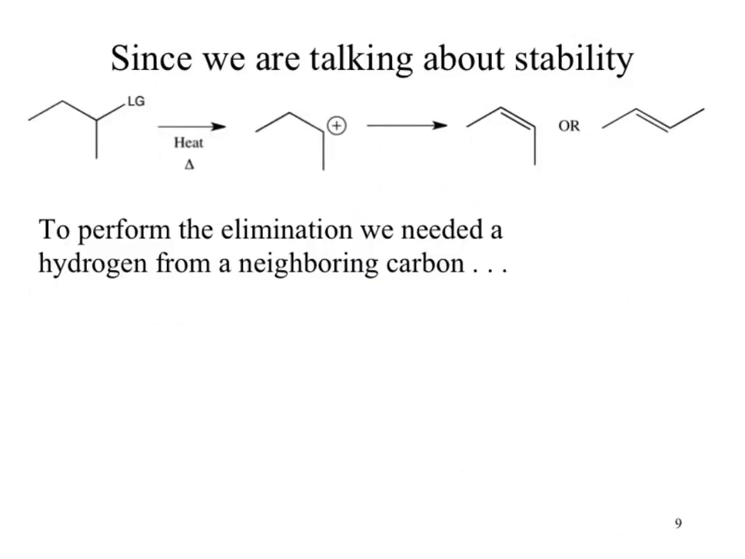Since we're talking about stability, because we said the trans was favored over the cis, if we take a look at this reaction, I tell you, E1 reaction. To perform this elimination, we need to remove that hydrogen from a neighboring carbon. In this case, I removed a hydrogen from over here. There were two possible ways that I could have done that, where I ended up with the cis product or the trans product. Everybody agree with that?